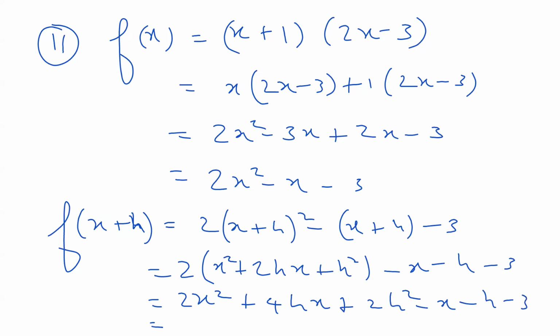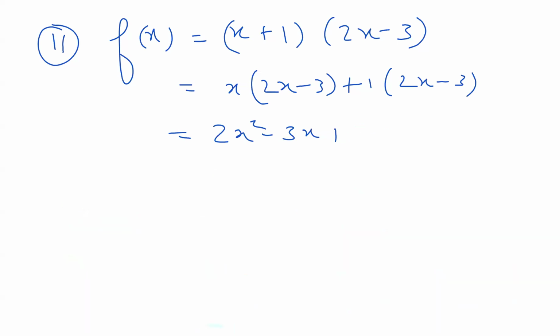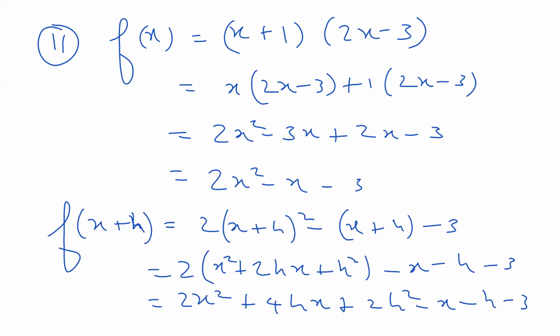2x square will remain as it is. Okay. Any other cancellations are happening? I don't think so. So this will be the same. No cancellation is happening for you. Fine.